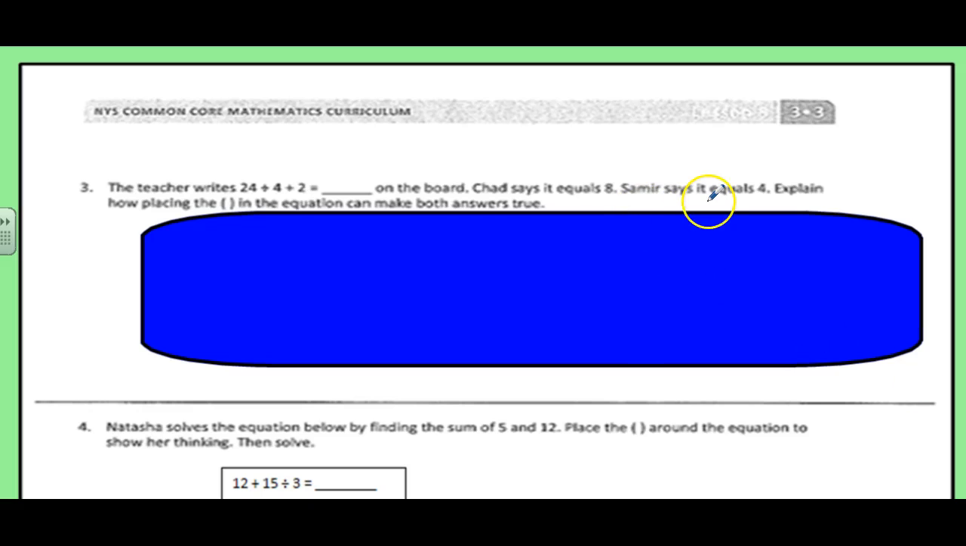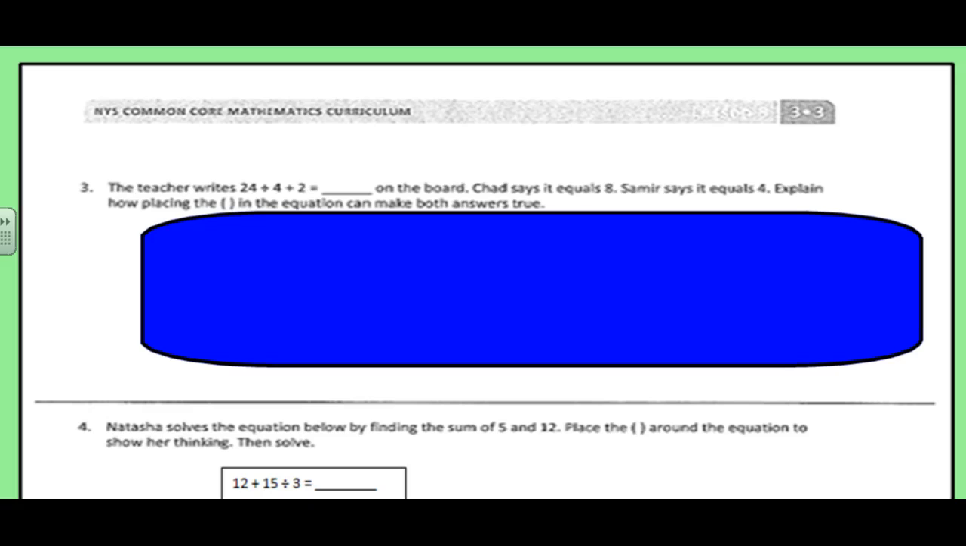Mine looks a little blurry, but that's just the way I took the picture for it. Number 3 says, the teacher writes 24 divided by 4 plus 2 equals blank on the board. Chad says it equals 8, and Samir says it equals 4. Explain how placing the parentheses in the equation can make both answers true.